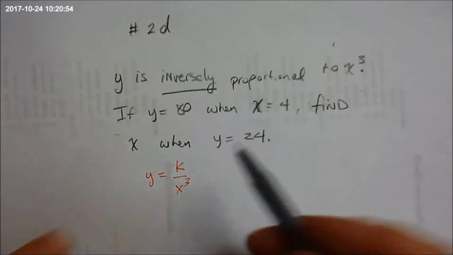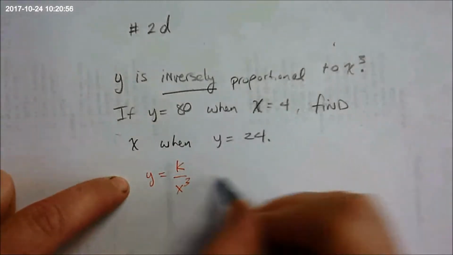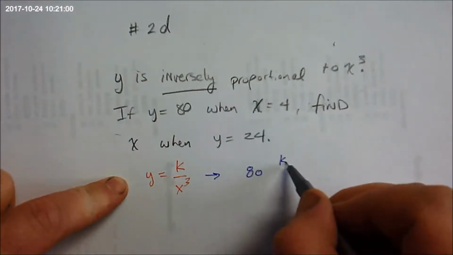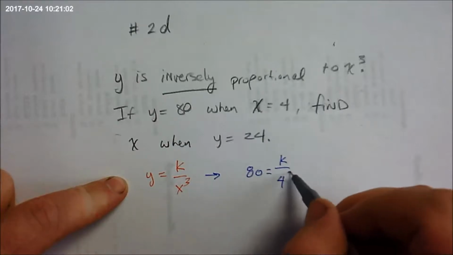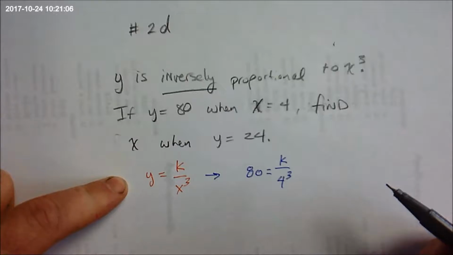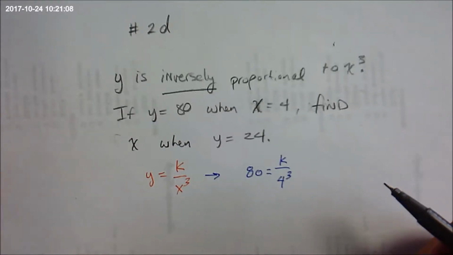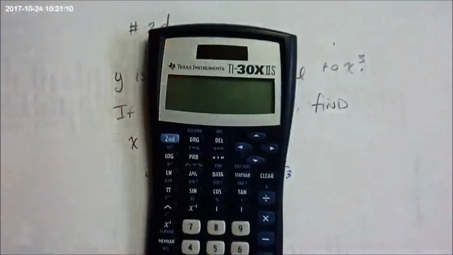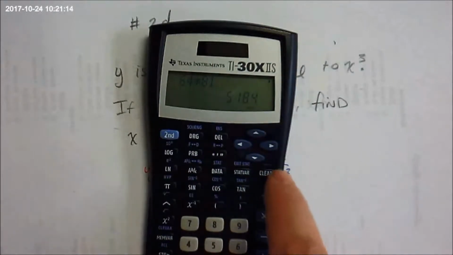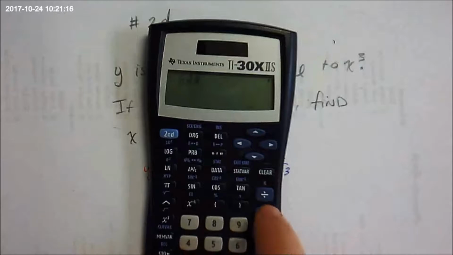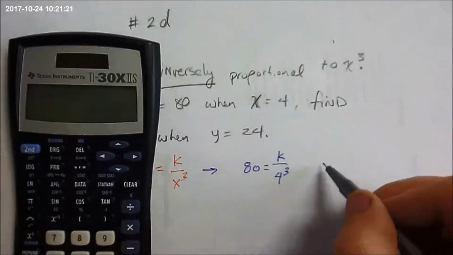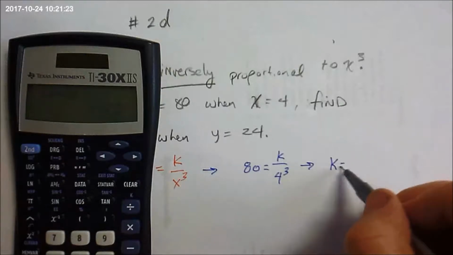So we start off with that, and then we plug in what we know. So we have 80 is what y equals, right? And x equals 4. But it's 4 cubed, so that's 64, right? Yeah. What's 64 times 80? 64 times 80? 5120. So k equals 5120.